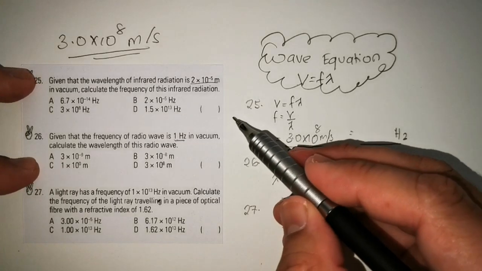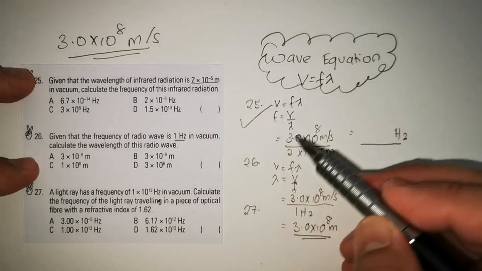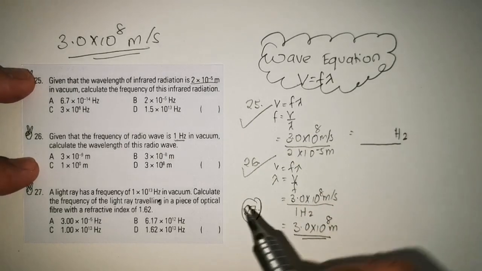That's it. So we are done for question 25 and 26. Now we look at 27.